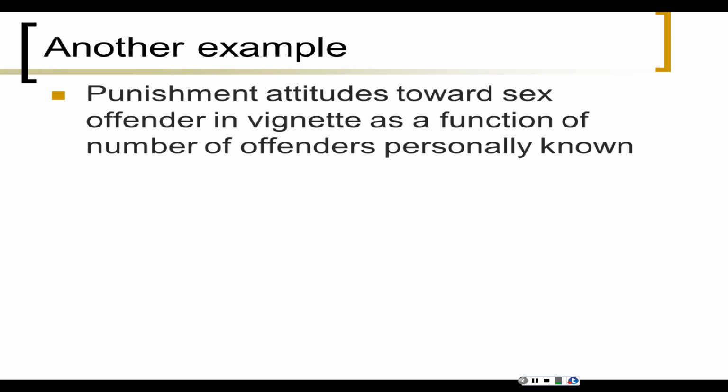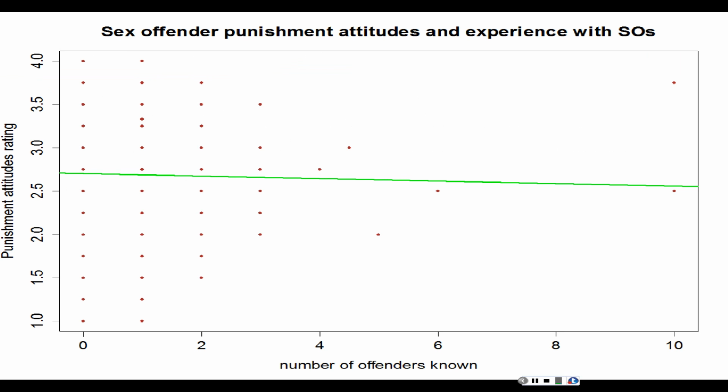Punishment attitudes towards the sex offender in the vignettes, as a function of the number of offenders a person has personally known. What if for this punishment attitude study we only used the undergraduates, who would have known very few sex offenders personally? The sex offender in the story committed a sexual offense. We're asking people, how many offenders have you personally known? And the highest number among undergrads at Ohio State in 2000 and whatever was 10.